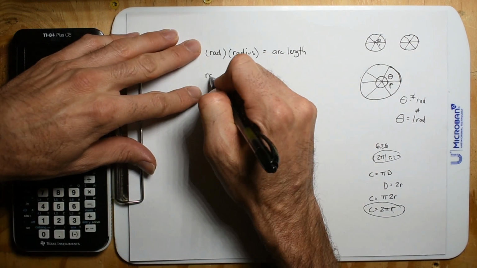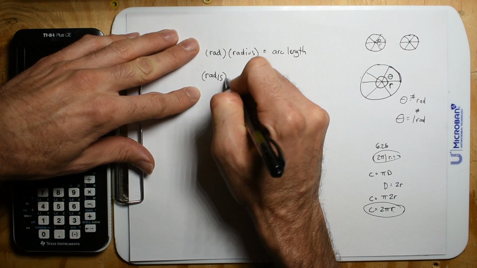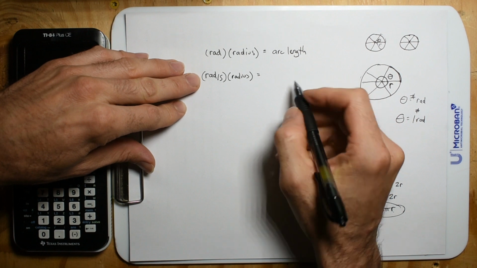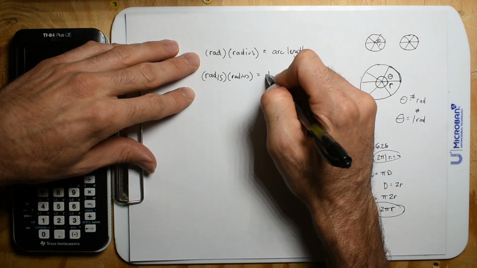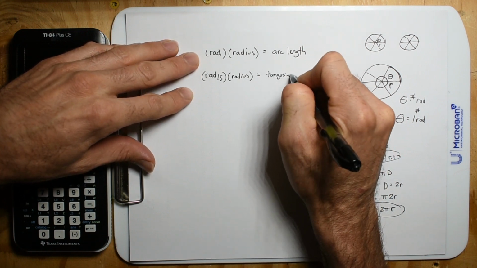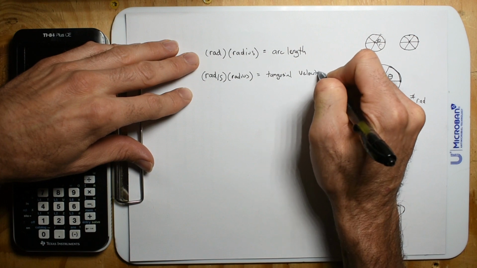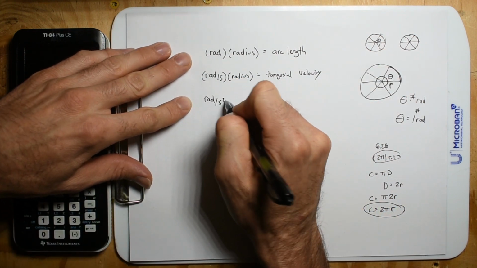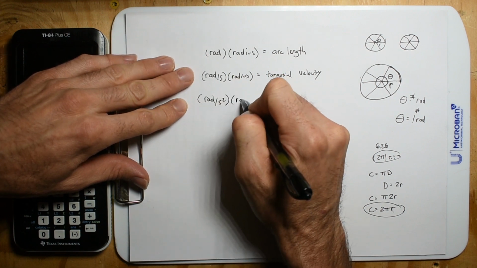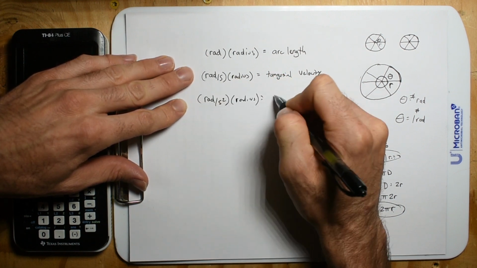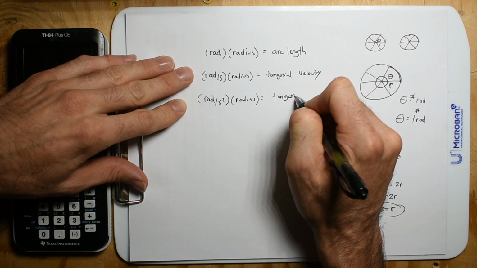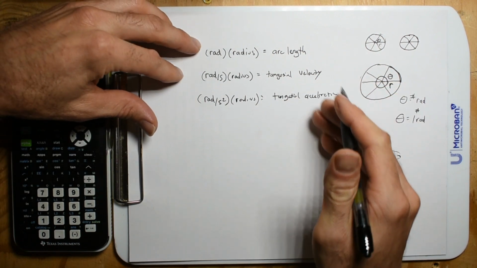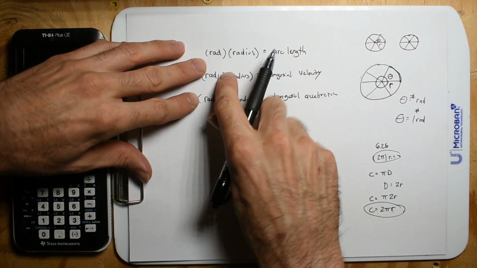The other one that we do is radians per second times radius. This is tangential velocity. Tangential velocity. Hell yeah. Okay, and then the third one, we'll just write it out, is radians per second squared times radius is tangential acceleration. Alright, hell yeah.